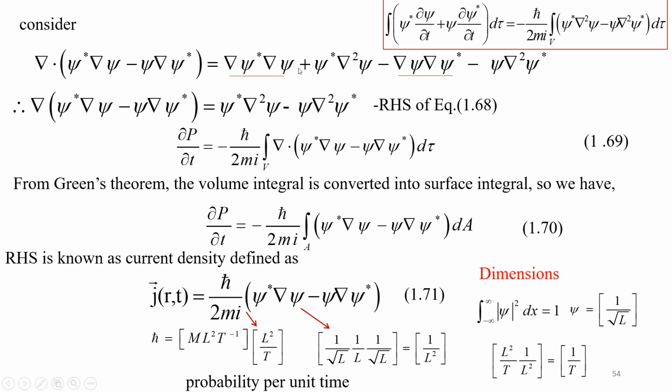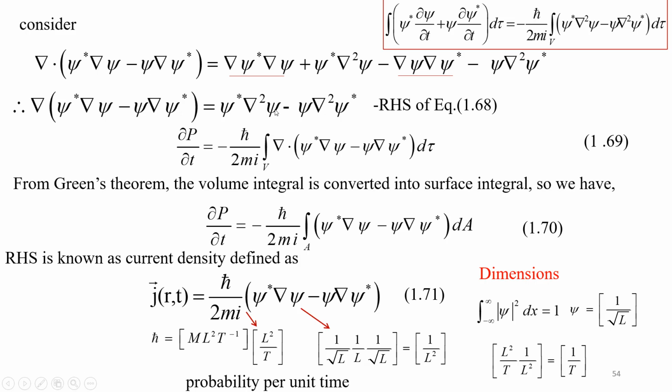Now there are four terms. Look at the first term and third term. Both the terms are similar. The only thing is we can interchange: ψ star ψ is nothing but ψ ψ star, similarly del ψ star del ψ is nothing but del ψ del ψ star. So we can cancel these two. We can write the second term and fourth term exactly like this. So the right hand side becomes exactly like this.